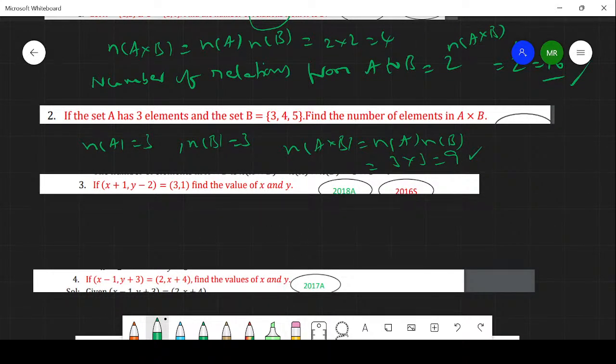Please, if you still have any doubt or need any clarification, please let me know in the chat box. I will explain again and again. No issue. You can ask any number of times. I can explain again and again. Now see the next problem.